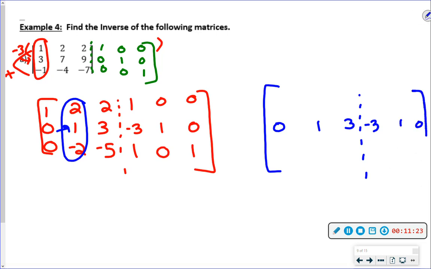Okay. All right, so I'm going to keep my diagonal 1. We've got to change the 2 and the negative 2. Who cares what we do first? I'm going to do the top 2. So I know to get rid of 2, I need negative 2. So I'm going to do the whole row, but negative 2, and add it to the top. Negative 2 times 0, 0 plus 1. Negative 2 times 1, negative 2 plus 2. Negative 2 times 3, negative 6 plus 2. Negative 2 times negative 3, 6 plus 1. Negative 2 times 1, negative 2 plus 0. Negative 2 times 0, 0 plus 0.